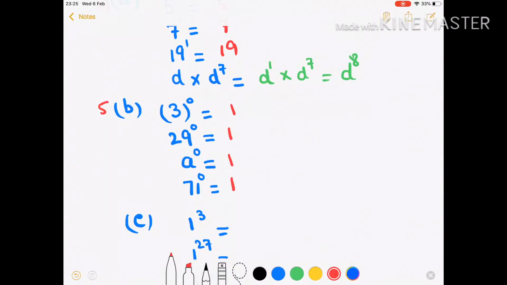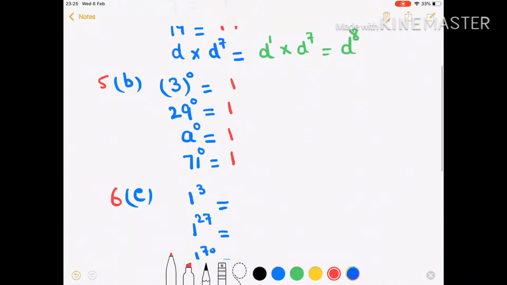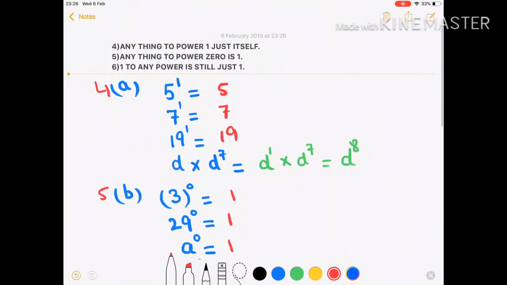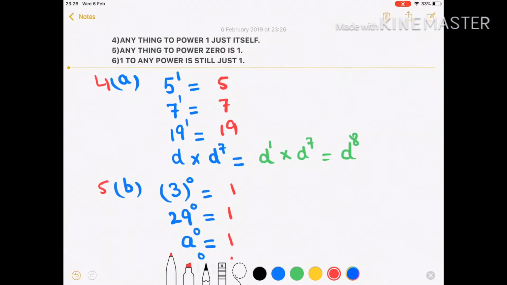And now rule number 6. 1 to any power is always 1. Suppose 1 to the power 3, 1 times 1 times 1, so it will come 1. 1 to the power 27, if you multiply 1 by itself 27 times, it will come 1. 1 to the power 70, it will come 1. 1 to any power will come just 1. So these 3 rules are important as well.